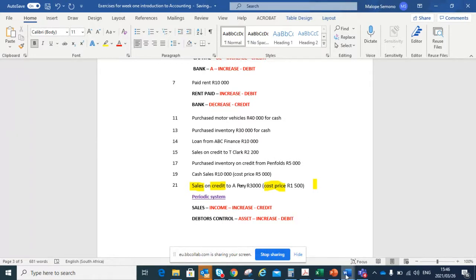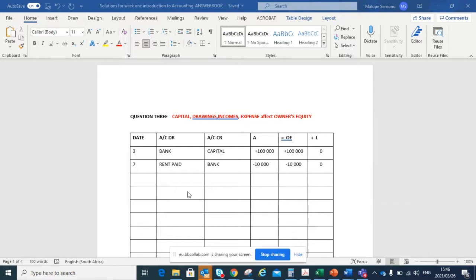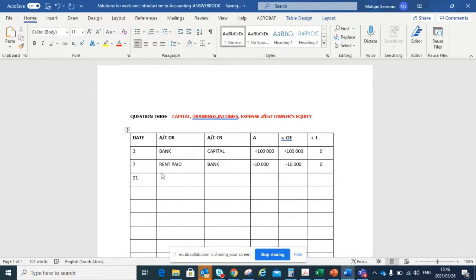Can you see? I'm showing you the periodic for now. So I'm going to go there. What is the date? The date is the 21st, so I'm going to write the 21st. Remember, I'm just showing you. And then we said the account. You understand that it's periodic. So we debited debtors control, or accounts receivable, that is up to you, and we credited sales.